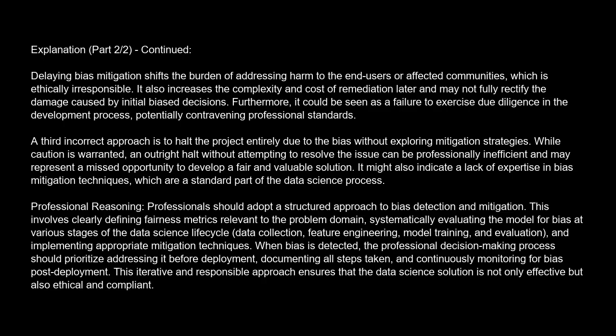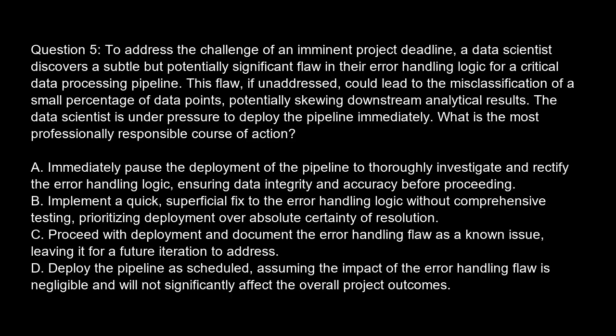Professional reasoning. Professionals should adopt a structured approach to bias detection and mitigation. This involves clearly defining fairness metrics relevant to the problem domain, systematically evaluating the model for bias at various stages of the data science lifecycle: data collection, feature engineering, model training and evaluation, and implementing appropriate mitigation techniques. When bias is detected, the professional decision-making process should prioritize addressing it before deployment, documenting all steps taken, and continuously monitoring for bias post-deployment. This iterative and responsible approach ensures that the data science solution is not only effective, but also ethical and compliant.